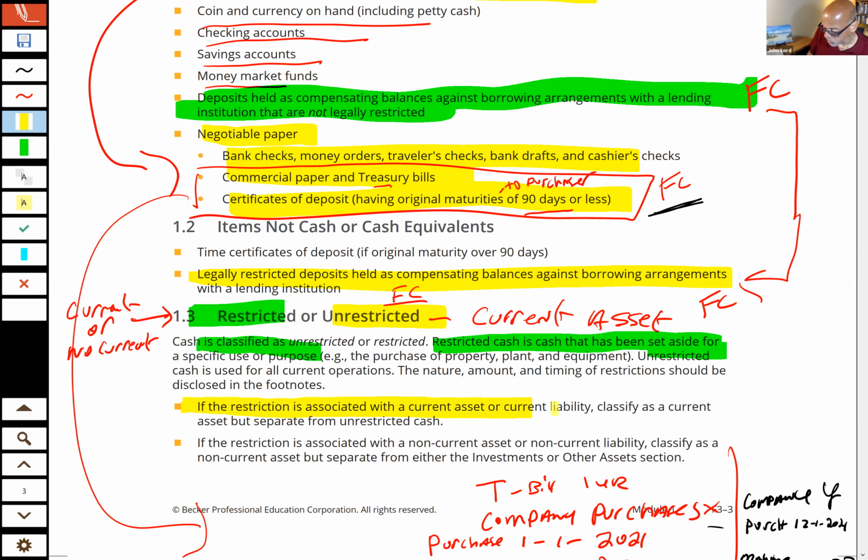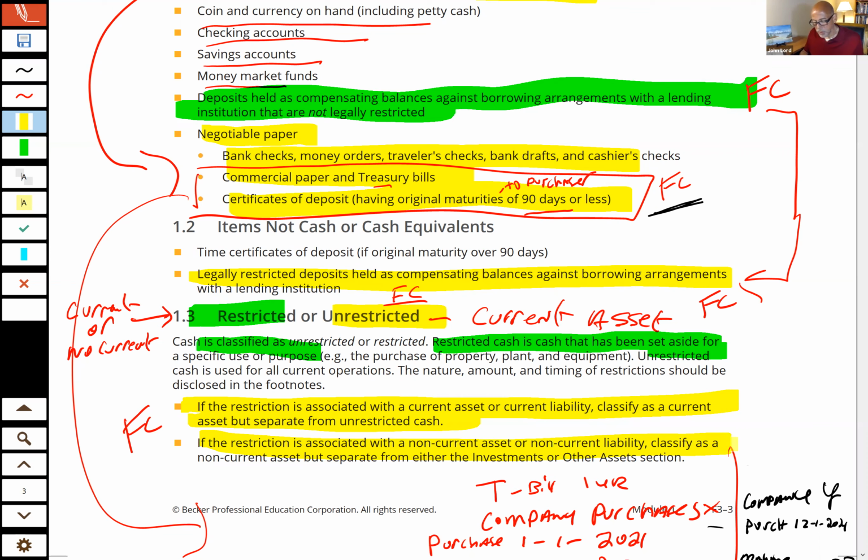If the restriction is associated with a current asset or a current liability, say you're setting cash aside to buy inventory, then that cash is considered a current asset. If you are setting it aside for a non-current asset or non-current liability, so now you're saving cash to buy equipment, then that cash would be considered non-current. So when you look at whether we're calling an asset current or non-current, it has a lot to do with the intent of the company, doesn't it? What do they plan to use it for?